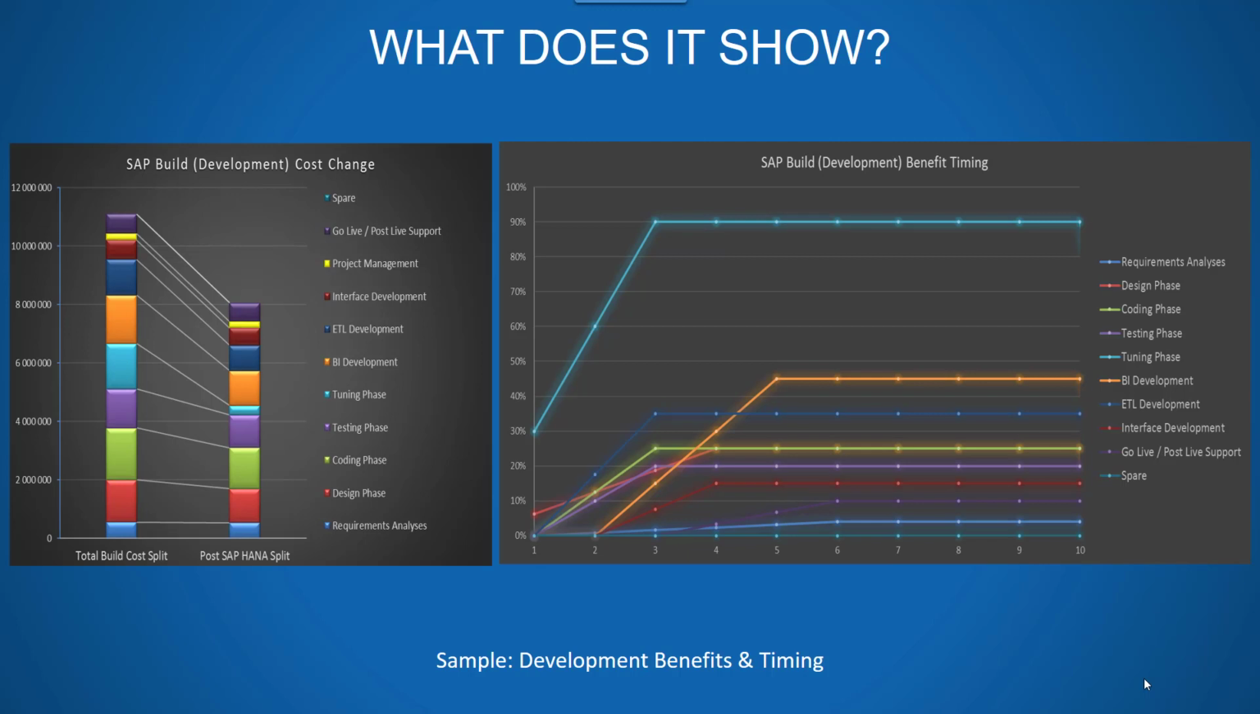So for example, you can see in this is that the highest area of saving really comes in the tuning phase, because on legacy disk-based systems you spend a lot of your time on database optimization, SQL optimization, where we don't have that issue with HANA. So that would be an indication of where you might see some savings in that there.